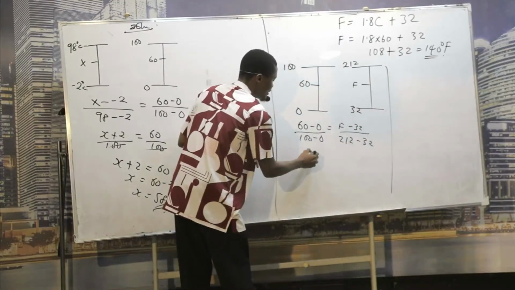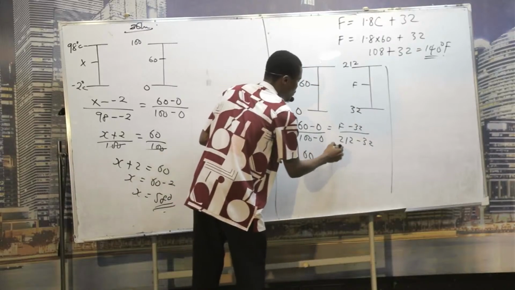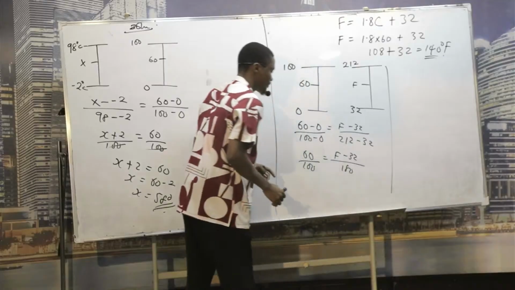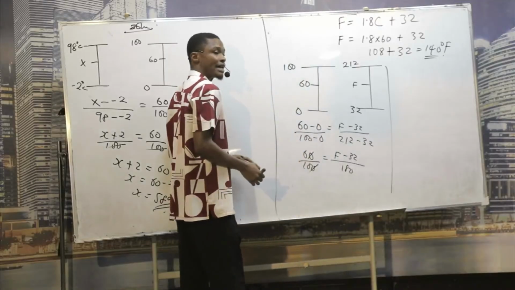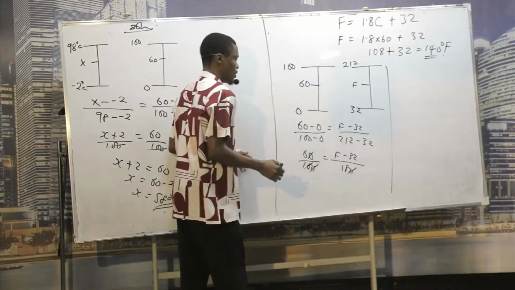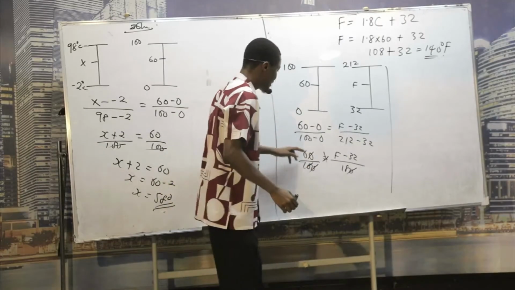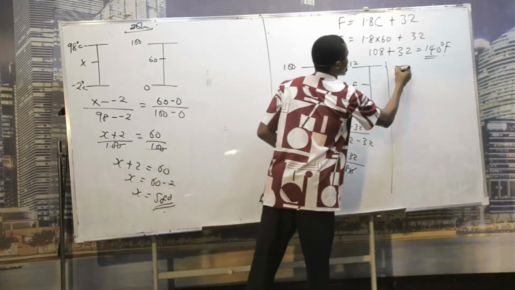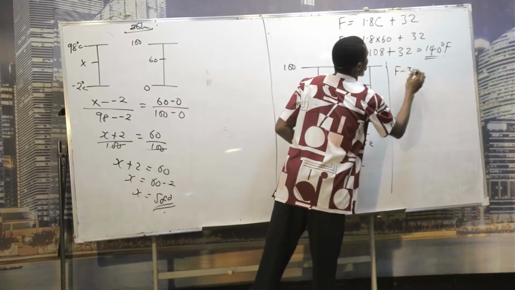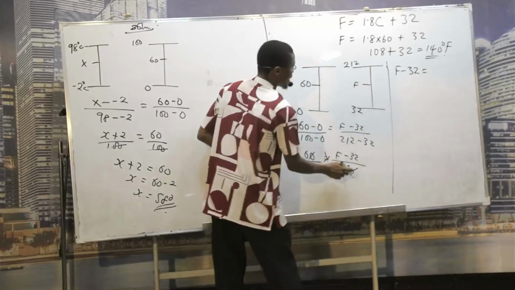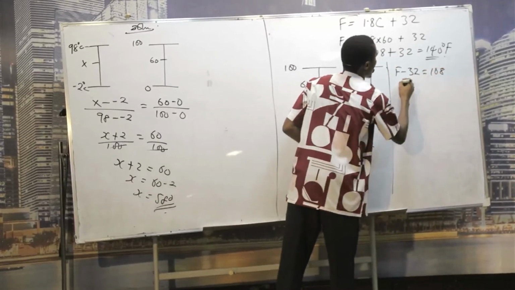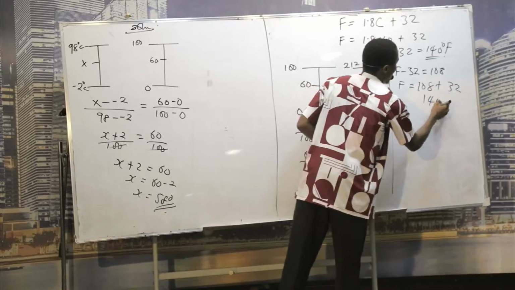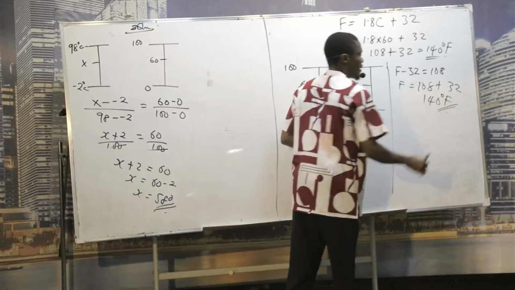This will give me 60 over 100 equals F minus 32 over how many? 180. Up here, 0 can cancel 1 zero here. Now we can even cancel this 0 and then cross multiply. 6 times 18. F minus 32 is equal to 6 times 18, which is what? 108. F is equal to 108 plus 32. And that will give us 140 degrees Fahrenheit. Are you seeing it now?